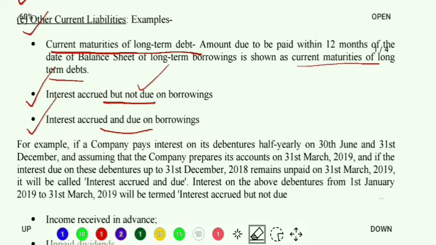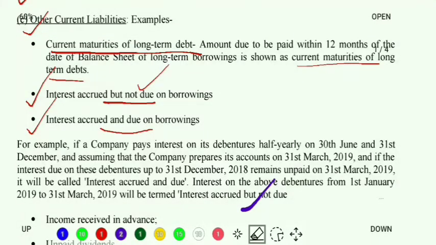My interest is accrued, that is correct, but it is not due. The due date has not come. When will the due date come? When the financial year changes. That means even after 31st March, if my interest is unpaid, then my interest will become due. But till now, no problem. Till 31st March, I have the time to pay. I can pay my interest. So the interest for that period will be called interest accrued but not due.